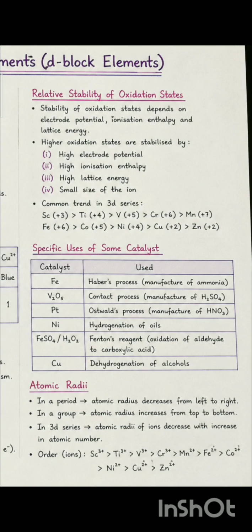Next is atomic radii. In a period, atomic radius decreases from left to right. As nuclear charge increases, atomic radius decreases. In a group, atomic radius increases from top to bottom. In the 3D series, the atomic radii of ions decrease with increase in atomic number, and Sc +3 is greater than the ions that follow. These are all in series only.